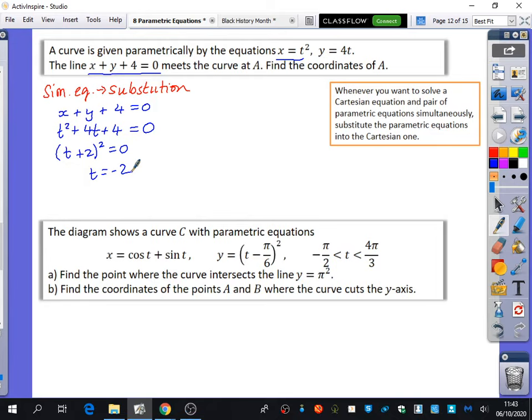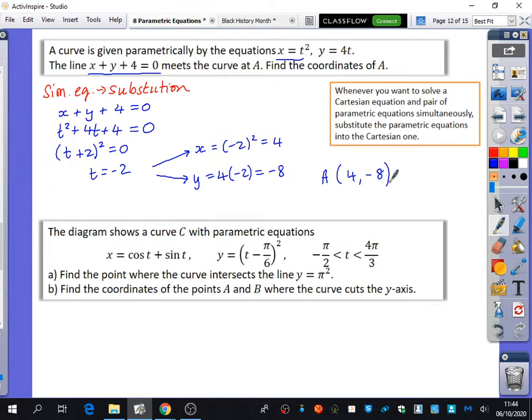But that's not the end of the question, because it doesn't say find the value of t. It wants you to find the coordinates of A. And remember, coordinates are x and y. So I'm going to use this information to say that x is the t coordinate squared, which is minus 2 squared, which is 4. And that y is 4 multiplied by t, which is minus 8. So the coordinates of A are (4, -8).